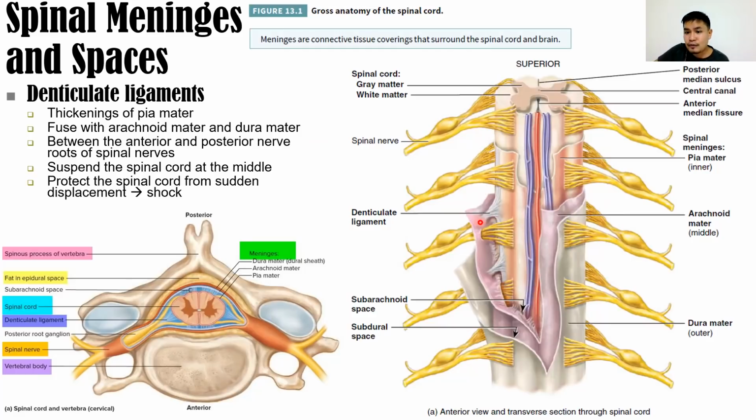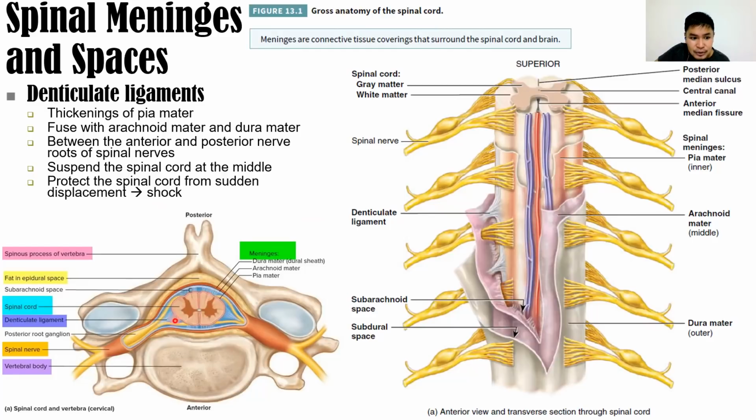And what's the function of your denticulate ligament? It suspends the spinal cord at the middle. You want the spinal cord to be at the middle of the spinal canal. Okay, you want it not to rub. You want your spinal cord not to rub with the inner lining of your bone. Okay, so as to protect it from damage.